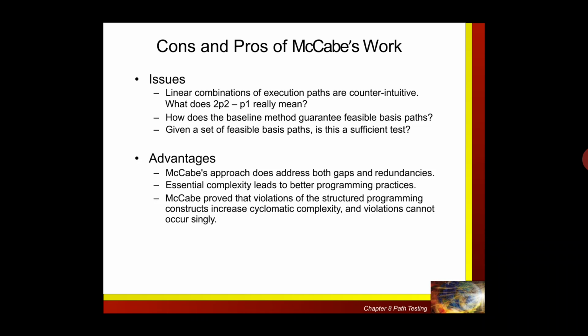Here V(G) is the vector space, E is the number of edges, N is the number of nodes, and P is the number of connected regions. Always remember, P is equal to 1. This is regarding basis path testing, so we know what exactly it is. Let us discuss in this video the issues and the advantages of basis path testing. Later on we will discuss the other testing approach called data flow testing.